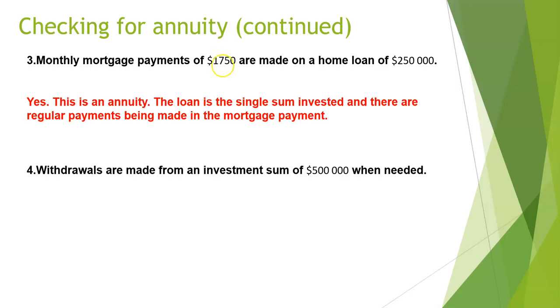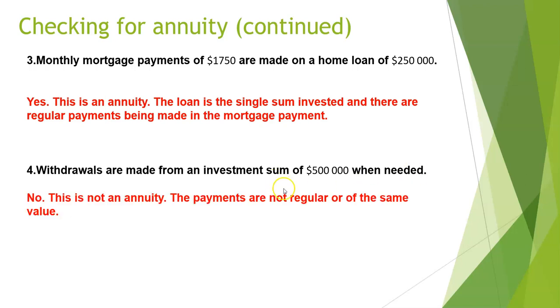Withdrawals are made from an investment sum of $500,000 when needed. Is this an example of an annuity? No. Although we have a single sum invested of $500,000, the payments that are coming out say when needed. So they're not regular and they may not be the same amount. So this is not an annuity.